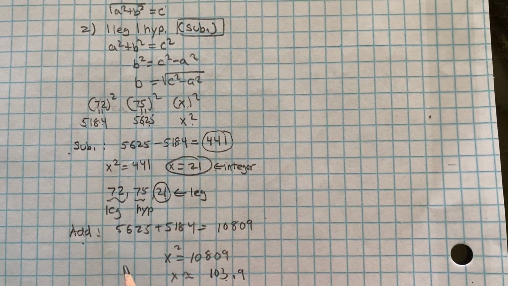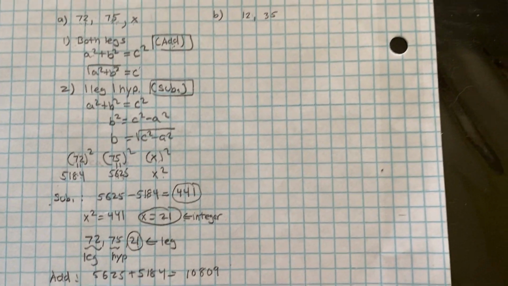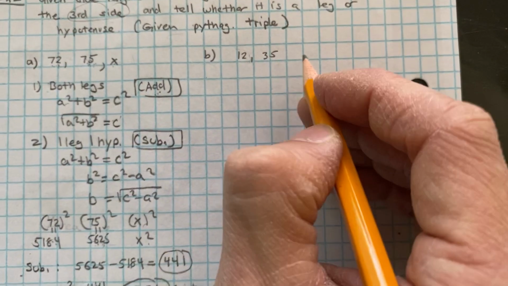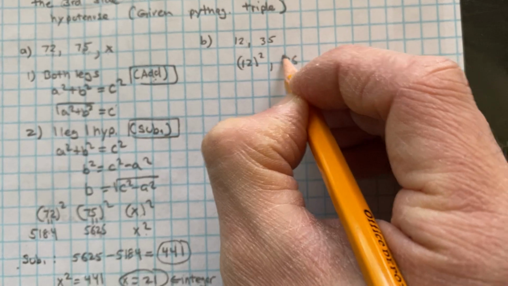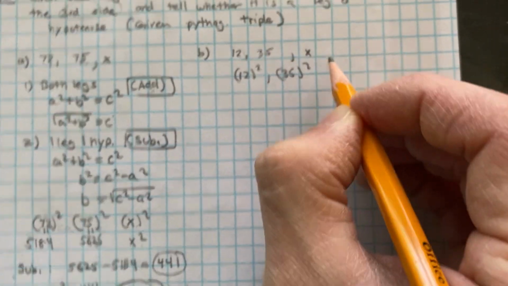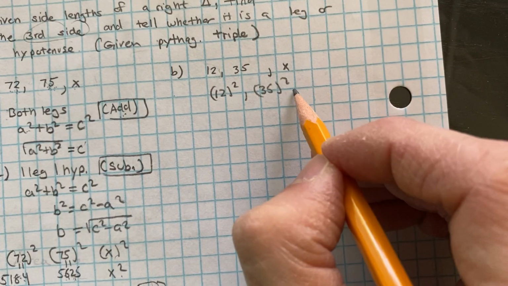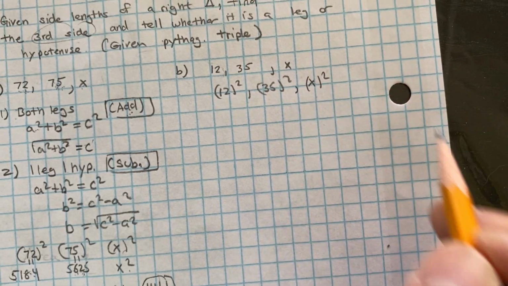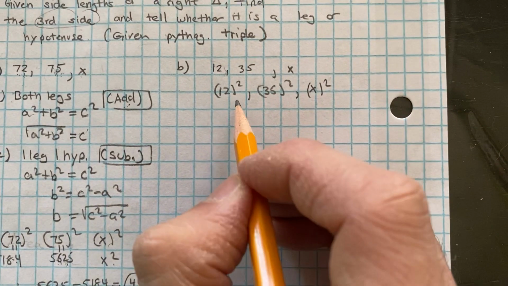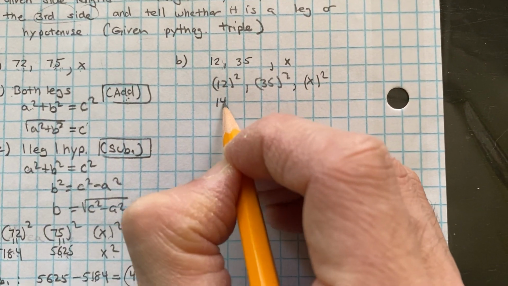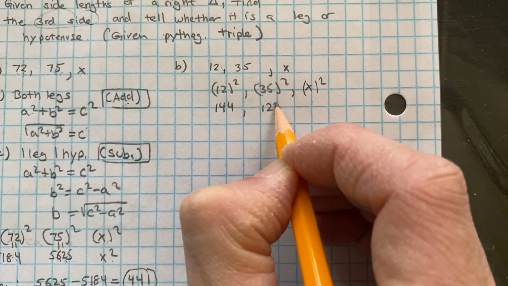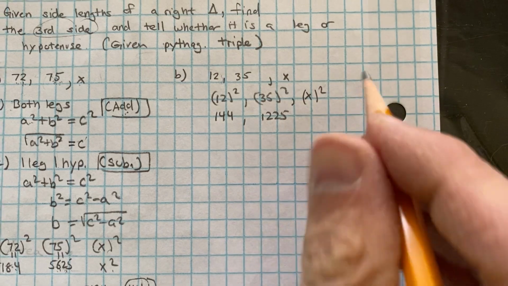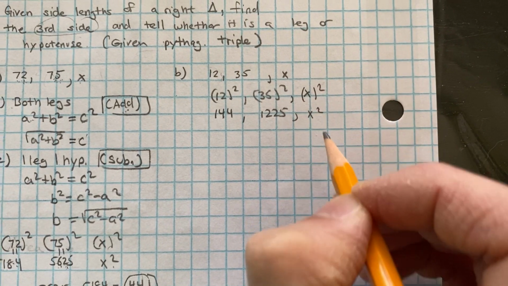So if this example didn't quite make sense, let's move on to the next problem here. Again, we need to square these two values. And we don't know what that third side length is. We'll call it x. Okay, so 12 squared, I believe you're going to get 144. 35 squared, you're going to get 1225. And of course, x squared is just x squared.